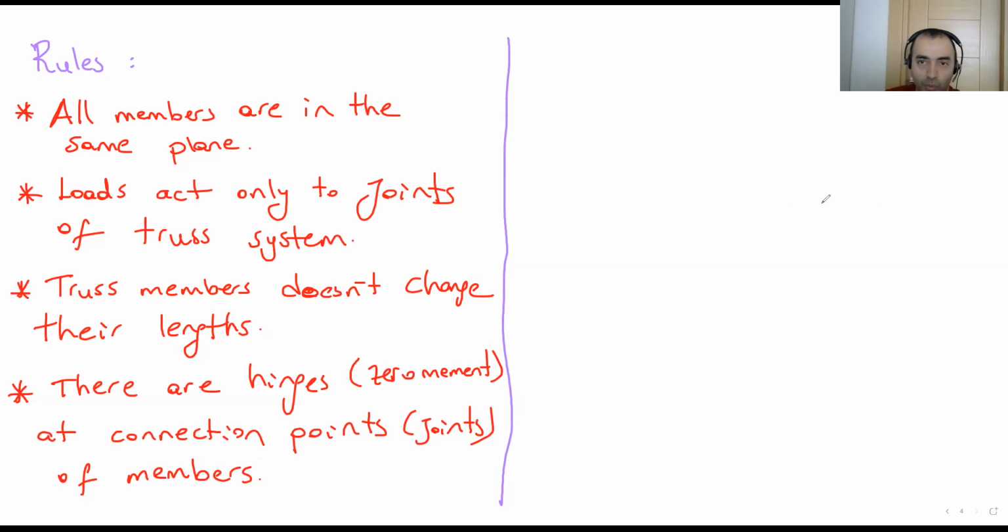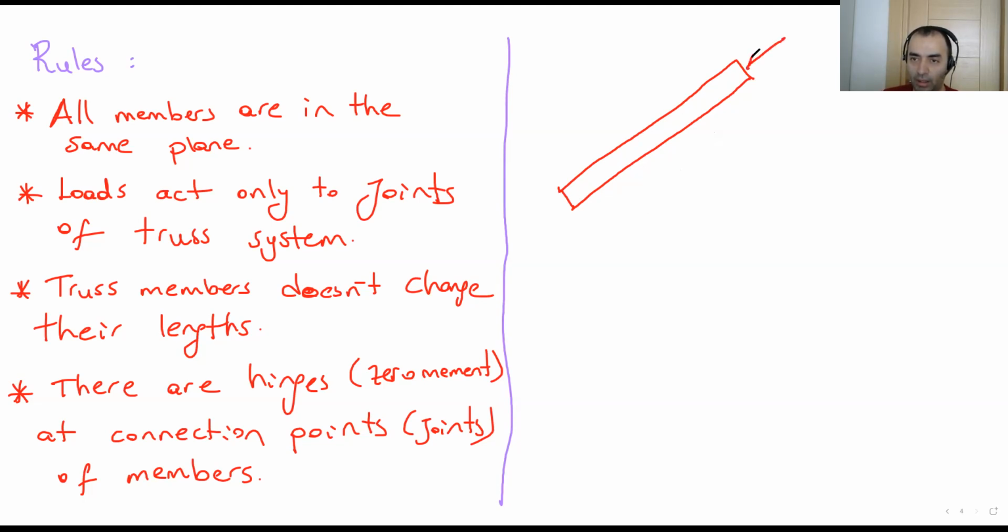In a truss system, we have two different loads. Actually, as a load type, there's only one load type. There is only axial load on these members. What is the axial load? Let me draw it. If I have a truss member, I take this member out from a truss system. This is a member. This is the length of the member.